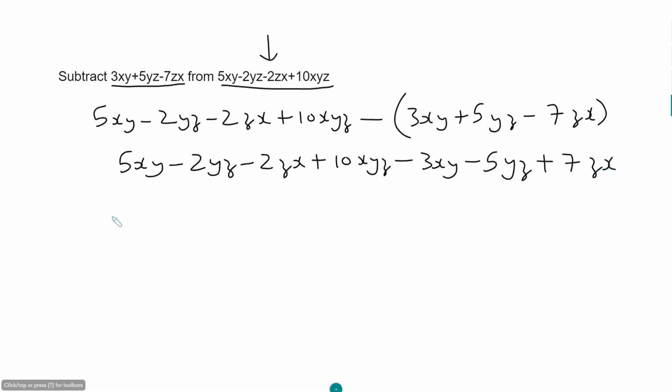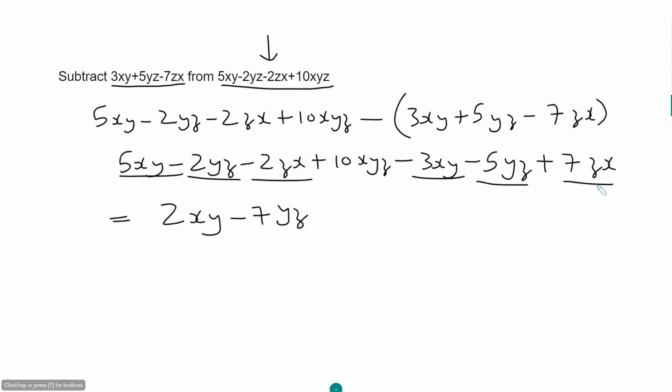So that's equal to, you have a 5xy and a minus 3xy, so that's 2xy. You have a minus 2yz and a minus 5yz, so that's minus 7yz. And you have a minus 2zx plus 7zx, so that's plus 5zx. Finally, you have this term here, 10xyz.